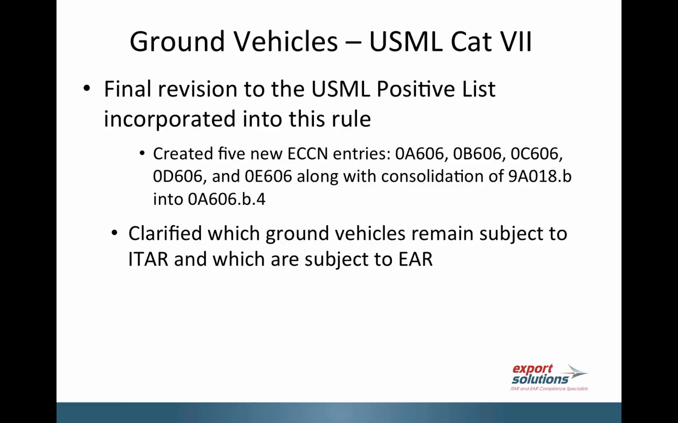All these, and of course 0E is for the technology that describes the items in the other A, B, and C, etc. If you look at any one of these, 0A606, 600 series, that's what that means. The last 2 digits may be different, but when you see a 6 in that third placeholder, that means it's a 600 series item. There's also been consolidation of 9A018.b into 0A606.b, so they moved a couple of things around within the CCL as well. I guess it's to make it easier to find things. And this change to category 7 definitely clarified which ground vehicles remain subject to the ITAR and which are subject to the EAR. They made that very, very clear now.